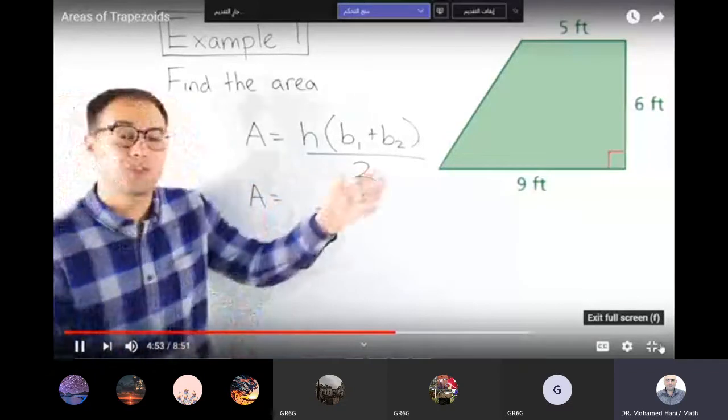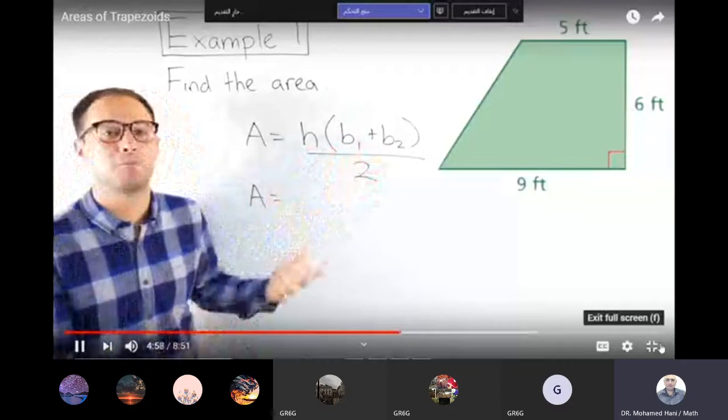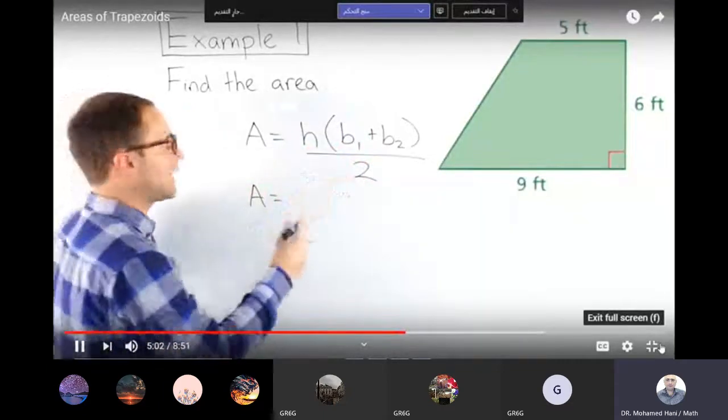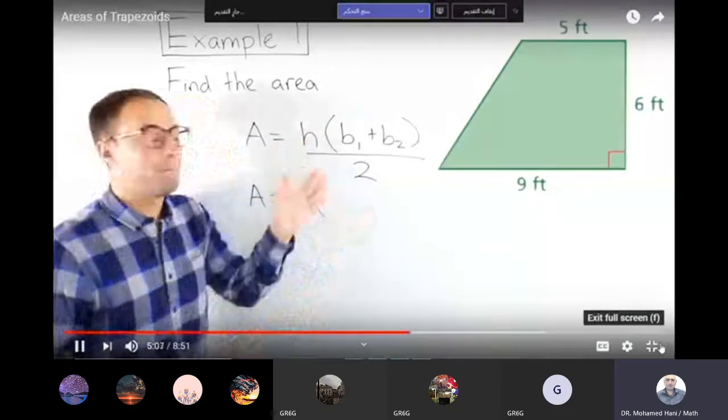It's pretty simple. All we have to do is just start substituting my height and my bases in here, then simplify, okay? So my height was, if I look, my height was 6 feet. So I'm going to put that there.